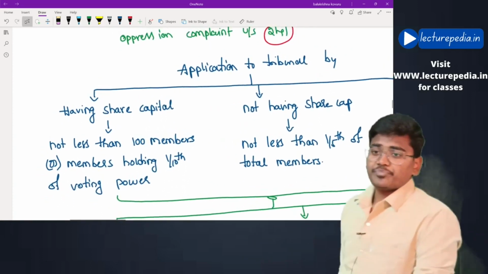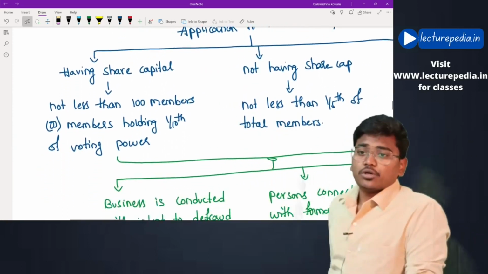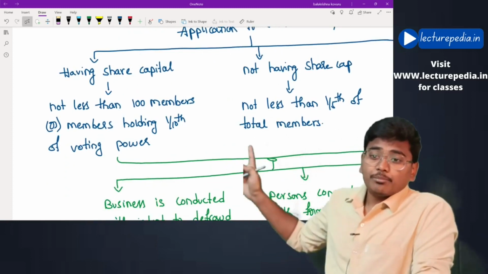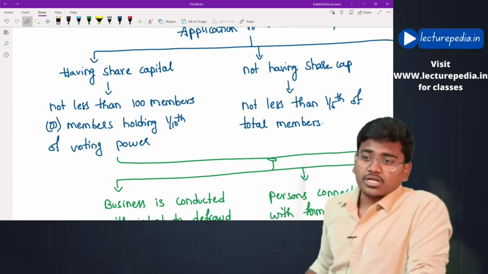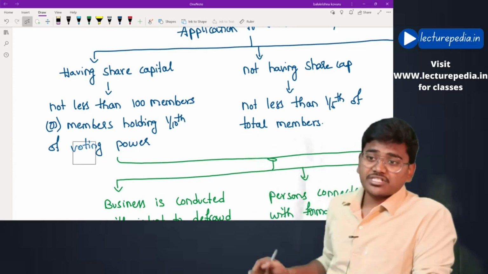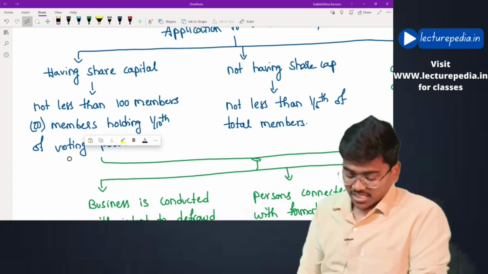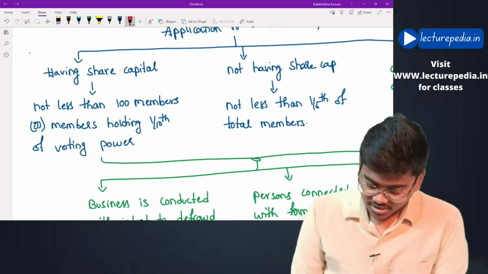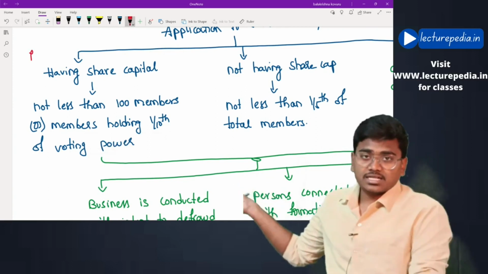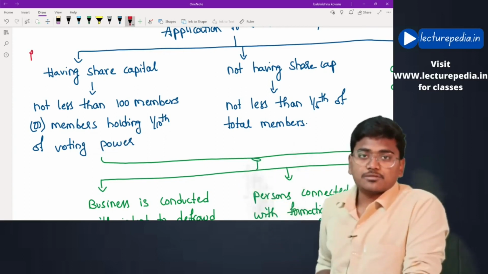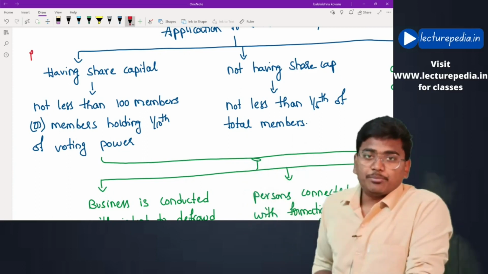Application to tribunal by, in case the company is having share capital, then not less than 100 members or members holding 1/10 of the voting power. In case the company is not having share capital, in that case not less than 1/5 of the total members. Here you can get a doubt that even here also there are certain conditions prescribed. There is a certain minimum number of members who should file the application.